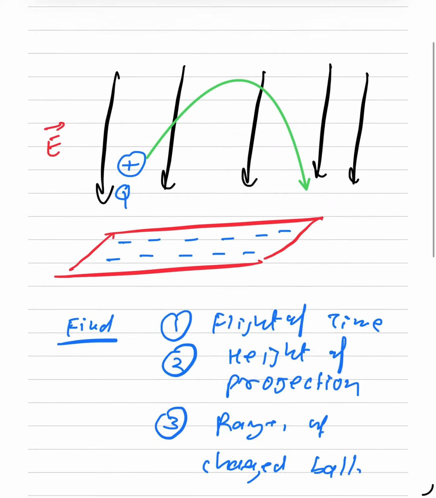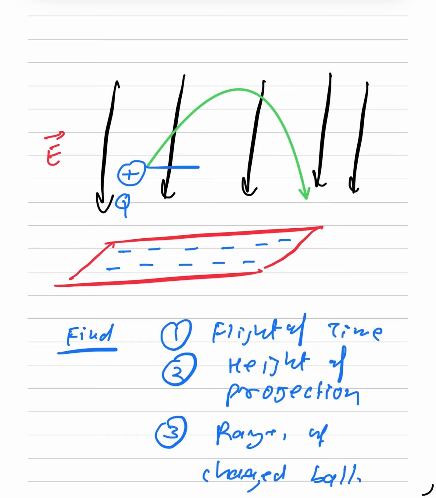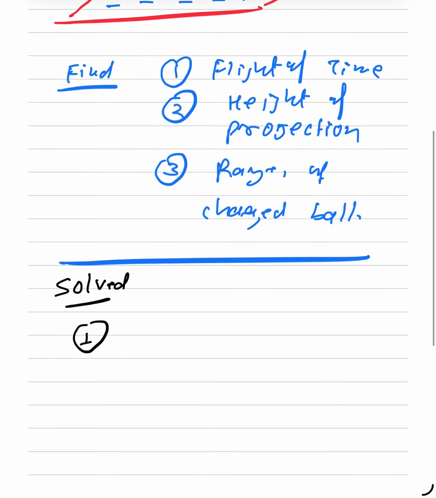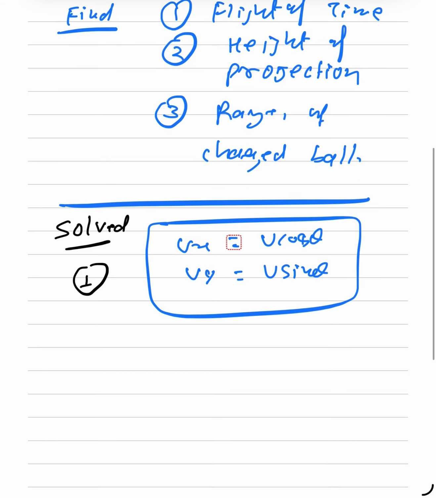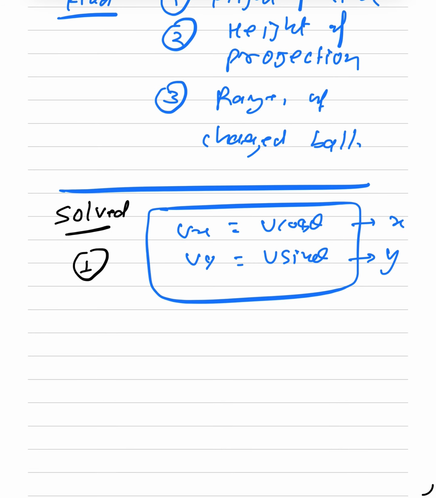Initially, we divide the projectile velocity into components. Suppose that this is the projection angle, and along this direction is the horizontal component of projectile velocity. Suppose the projectile velocity is u. Along the horizontal direction, u x equal to u cos theta, and along the vertical direction, u y equal to u sin theta. These are the components of projectile velocity along the x and y directions.